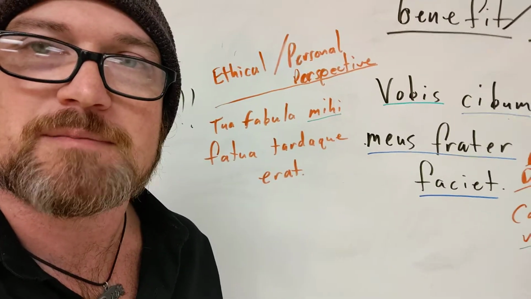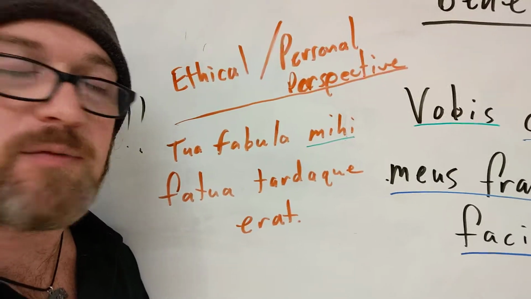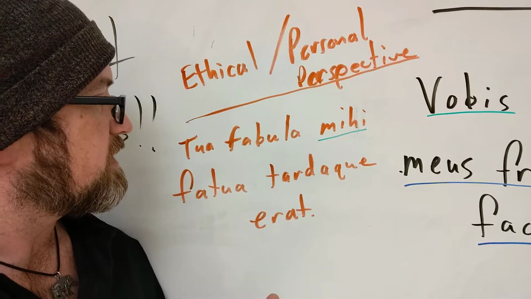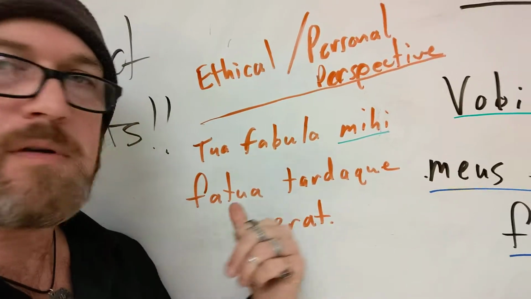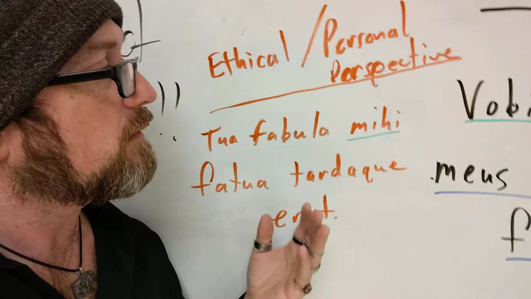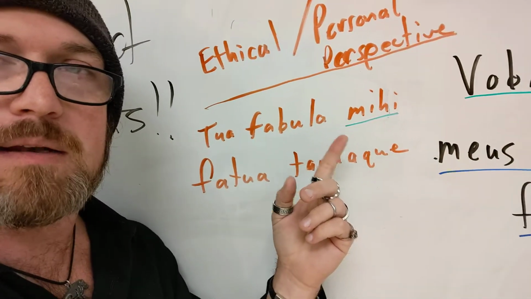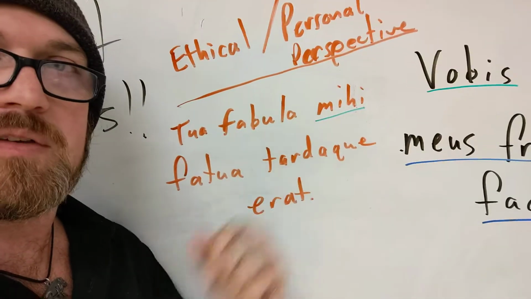We'll get it uploaded. Anyway, getting back to the ethical dative, or the dative of personal perspective. What this sentence says is, for me, your story was dumb and slow. That's not a very nice thing to say about somebody's story. But the whole point of this sentence is that it's expressing an opinion. And it expresses that opinion by having a statement here and then having the dative in there.